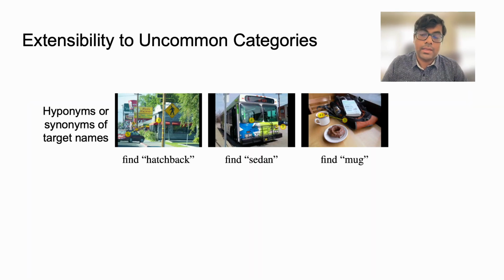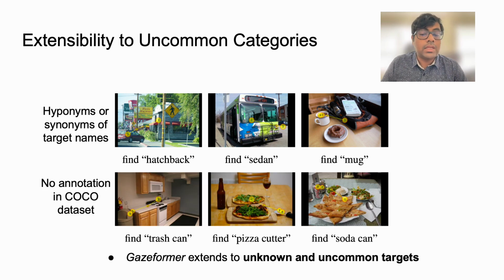In a more challenging setting, we ask Gazeformer to generate scan paths for synonyms or hyponyms of known target categories such as sedan instead of car or mug instead of cup. Because of the linguistic embeddings, Gazeformer robustly manages to generate reasonable scan paths. Gazeformer is also able to generate scan paths for uncommon target categories that are not annotated in COCO dataset, which is used to train object detector modules in previous gaze prediction methods.